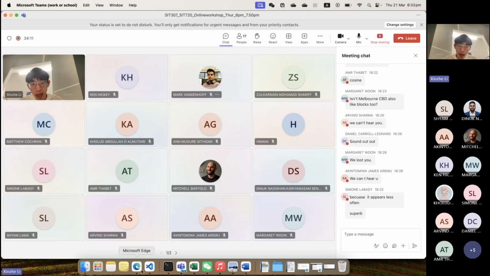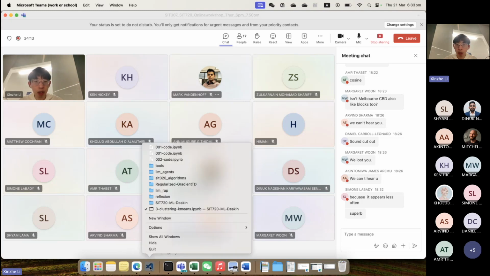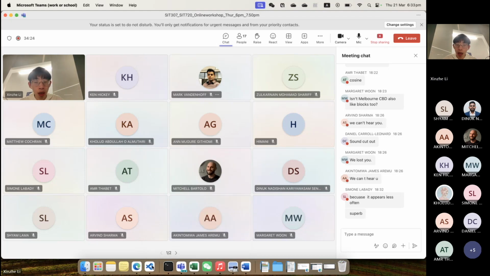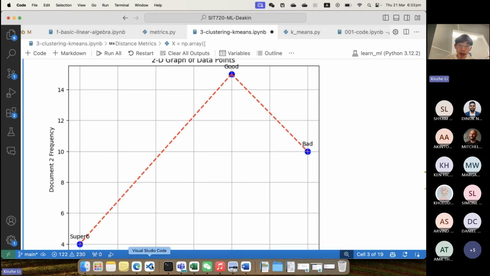Superb. Yeah, correct. The thing is, good and bad are very popular words used in our daily life, but super is not that common compared to good and bad. So now make it more general. It is because of the magnitude, right?